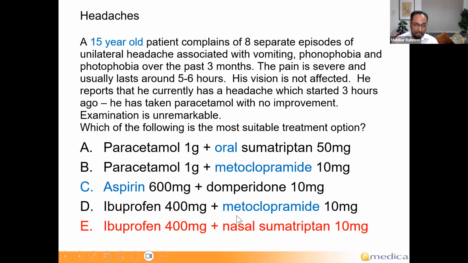And this is something, for those of you that at some point you might be doing some exams later on, that sometimes you can eliminate options because there's something that makes them not suitable. So the fact that he's 15, aspirin straight away, not suitable. Metoclopramide, not suitable. Now, even if you're guessing, you've got 50-50 chance of getting it right. But the correct answer is E.